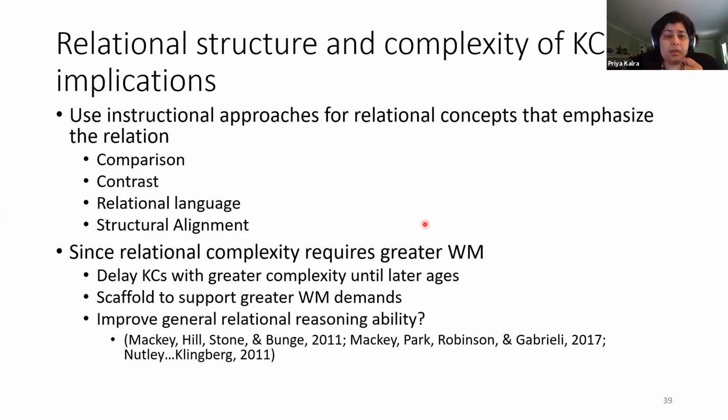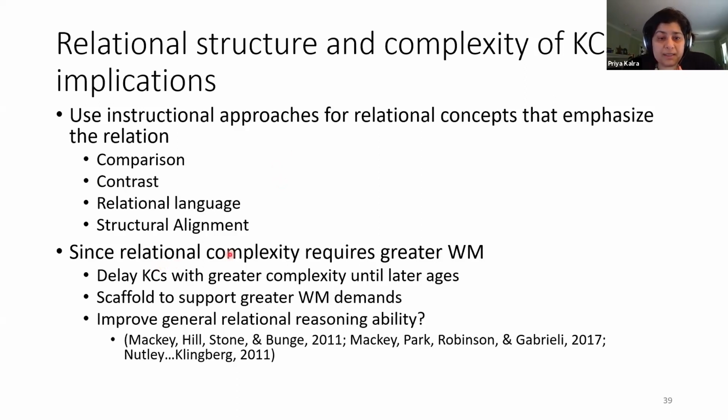Okay, so what? Well, one thing is, if we identify the relational structure and complexity of knowledge components, what can we do? One thing we can do is use instructional approaches that we know are helpful for learning relational concepts. There's metric tons of research supporting the idea that things like comparison, contrast, relational language, structural alignment can help learn relational concepts. If we identify what are the relational knowledge concepts and target them specifically using these strategies, that might be more effective than some of the current strategies, or the fact that there isn't a uniform set of strategies.